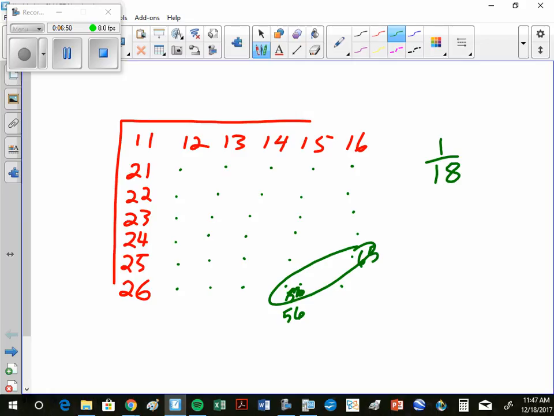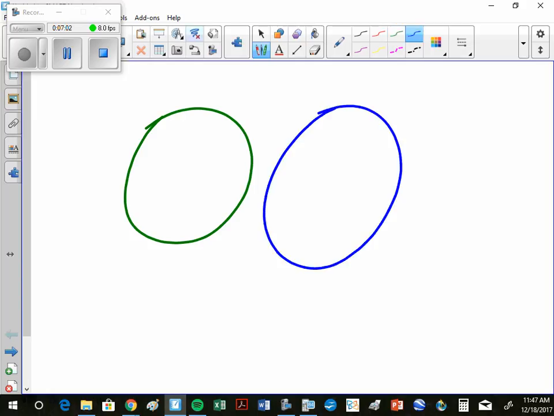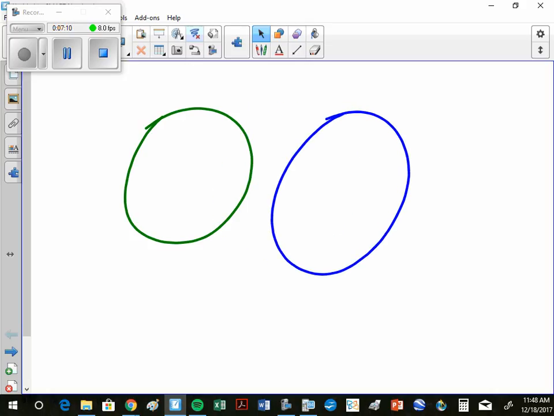So if they're mutually exclusive, then A and B have no overlap, right? If they are not mutually exclusive, then that happens. Okay? But if they are mutually exclusive, then this happens. So is the chance of B happening influenced by the chance of A happening? It could be, right? It could happen.